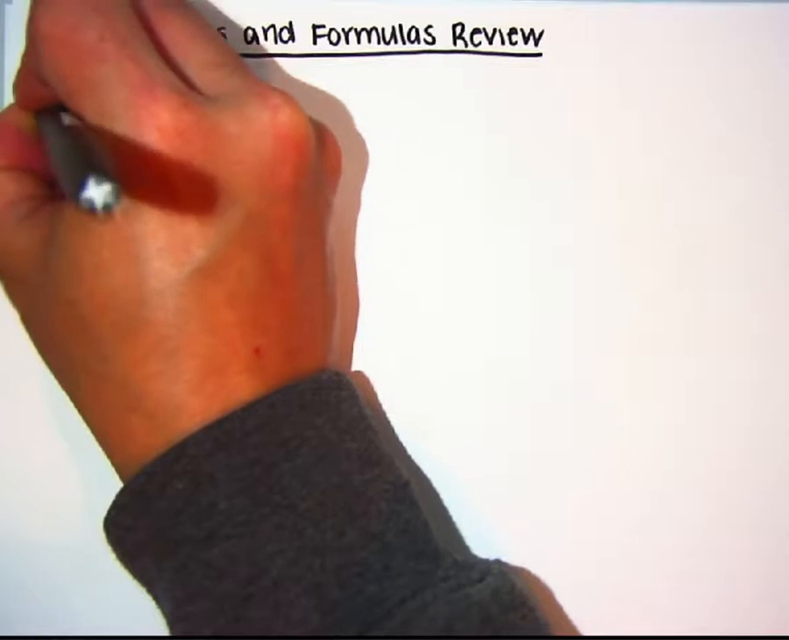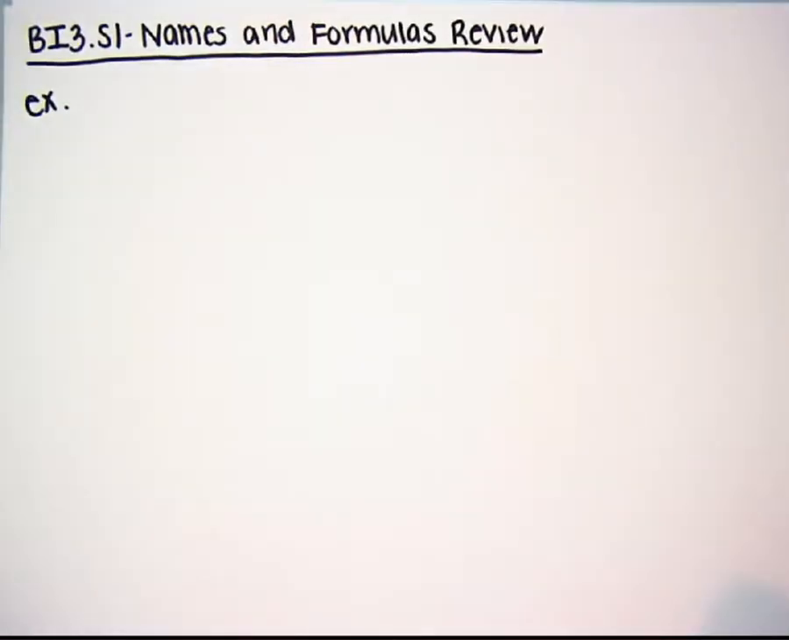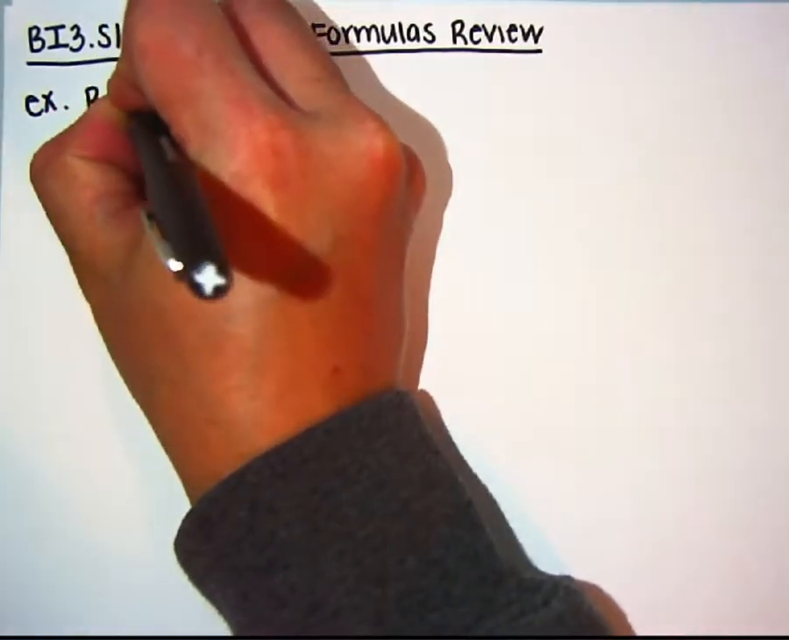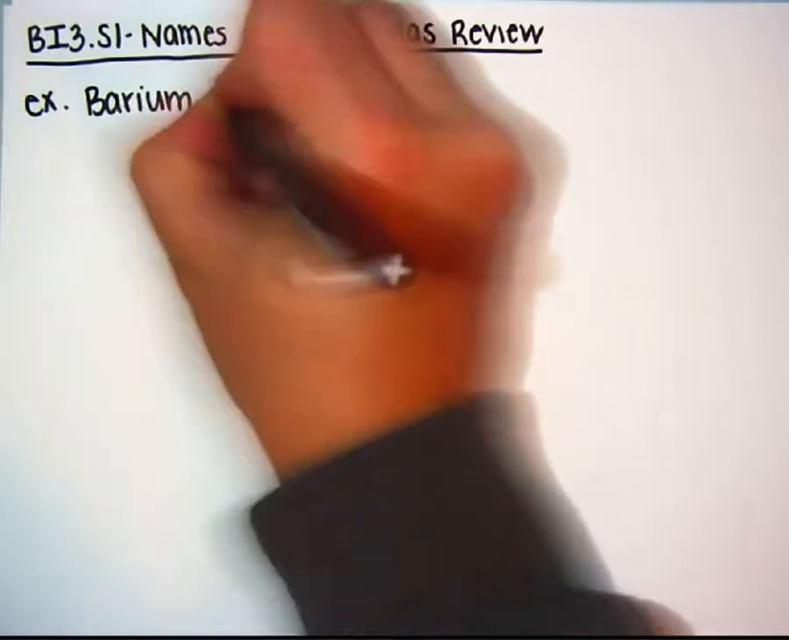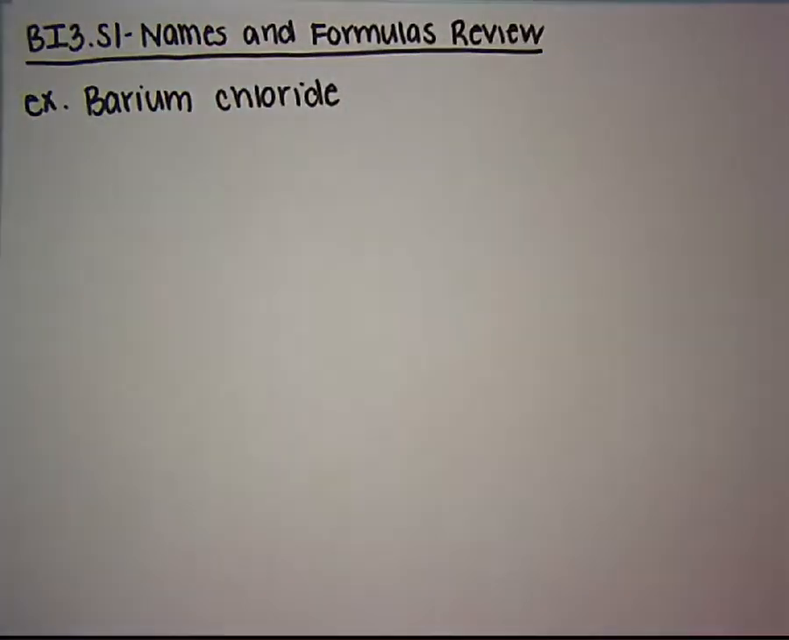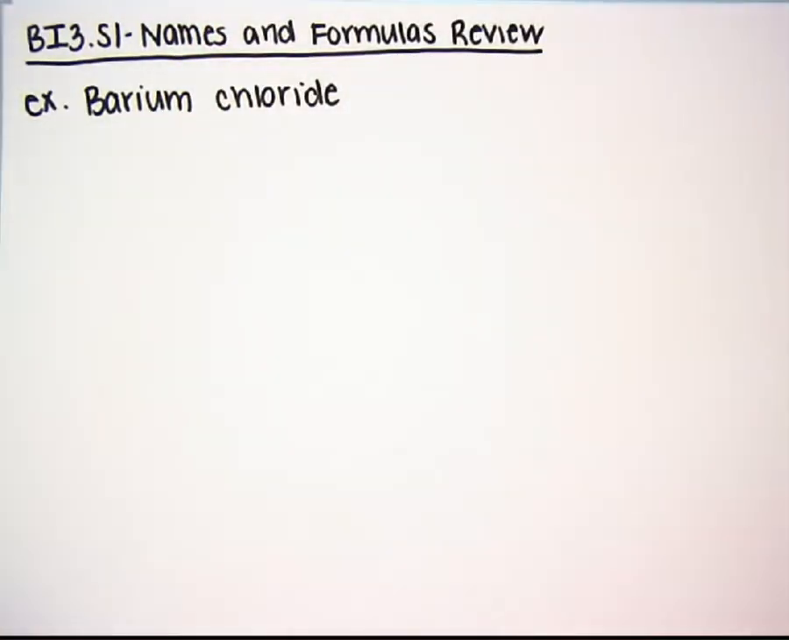All we're going to do today is examples. First one. Barium chloride. I give you the name, you write the formula. So pause the video, try this one on your own. When you're ready, come back and check your work.